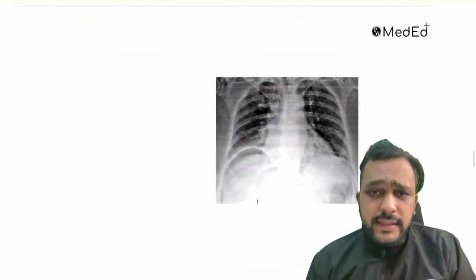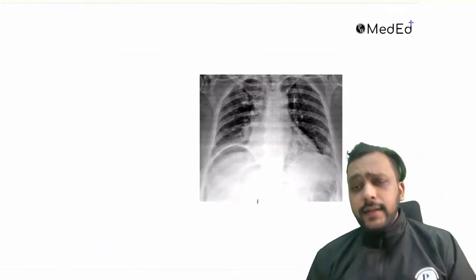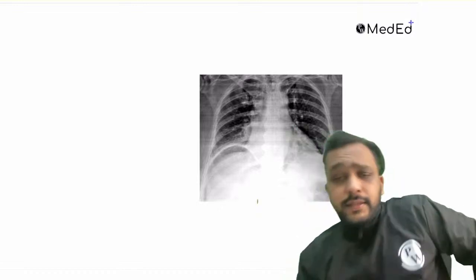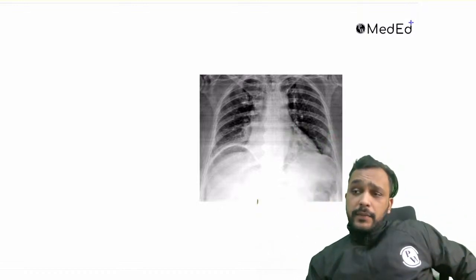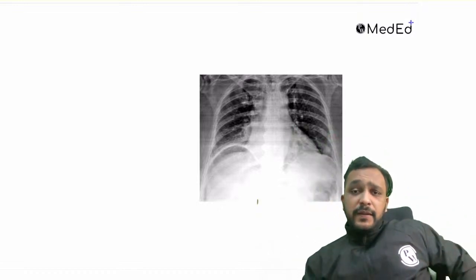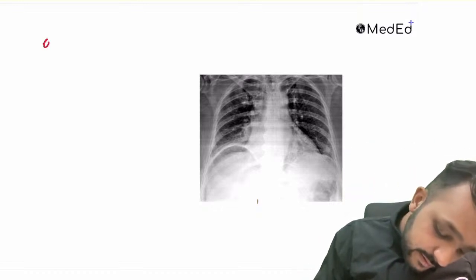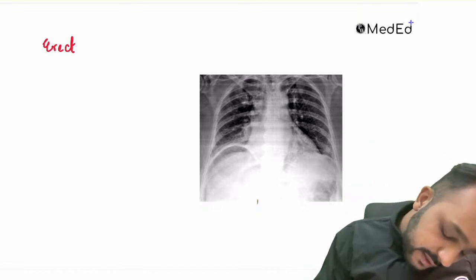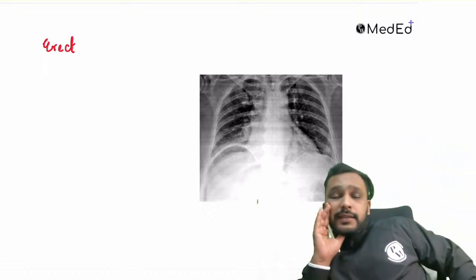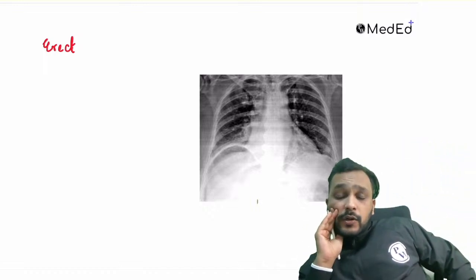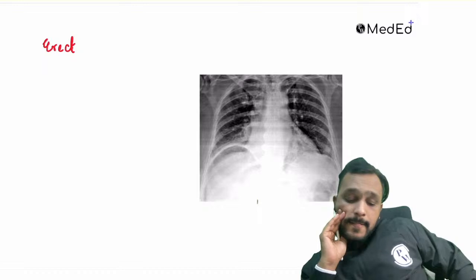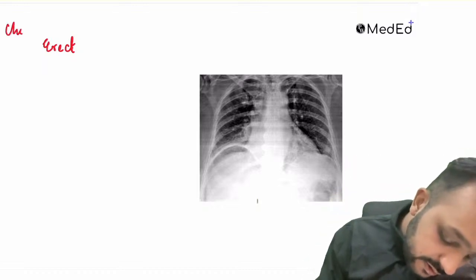So another emergency condition: the patient has abdominal pain, and abdominal guarding and rigidity are present. You get an erect chest x-ray of this patient, or an erect x-ray abdomen, okay, or you get a chest x-ray done for this patient.